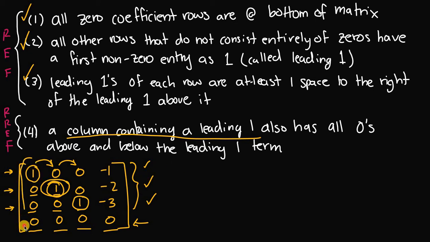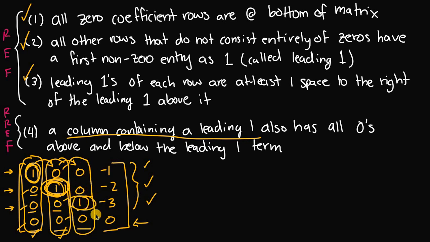Well, the first column here has a leading one in the row 1 space, and so all elements below that leading one have to be 0, which they are. So column 1 is good. How about column 2? The leading one element here is in the second row of this column, and the term above it has a 0, and all the terms below that leading one are also 0, so column 2 is good. How about column 3? Well, the leading one term here is in row 3, and it also has all zeros above and below it, so column 3 is good.